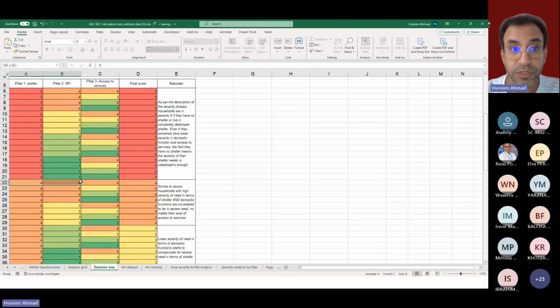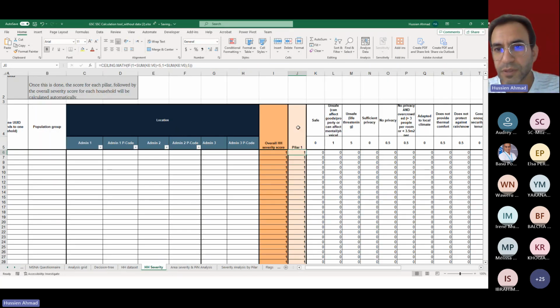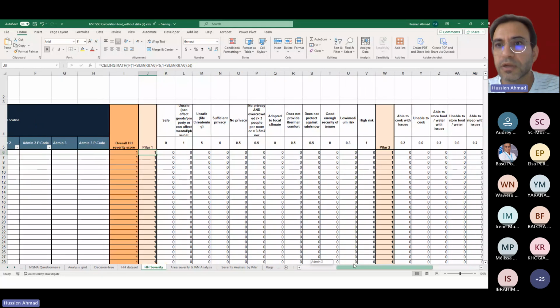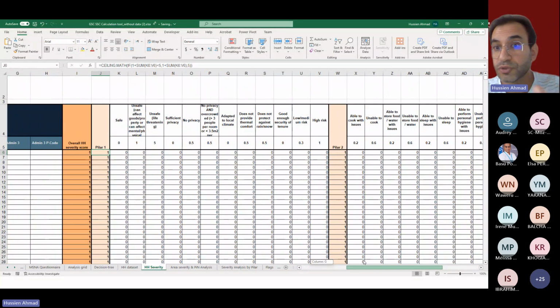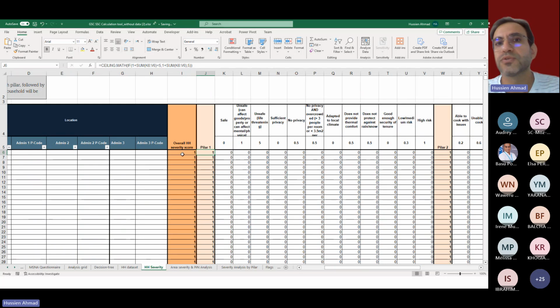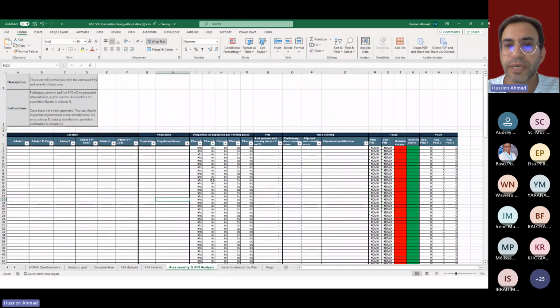So according to these three combinations, 4, 4, 4, the overall severity will be 4. This means that every time we come here, I will have the column J, pillar 1, column W, pillar 2, and column AI, pillar 3. According to this combination, the overall severity score for each household will be decided. From here, automatically, your analysis will be generated in this sheet, area level severity, and the PIN analysis.